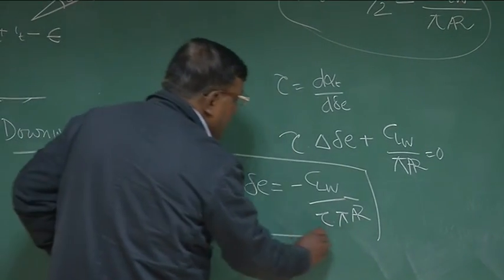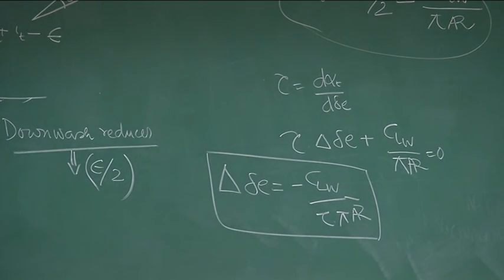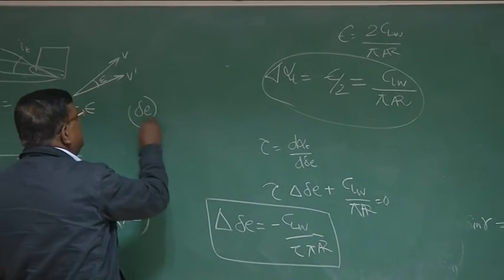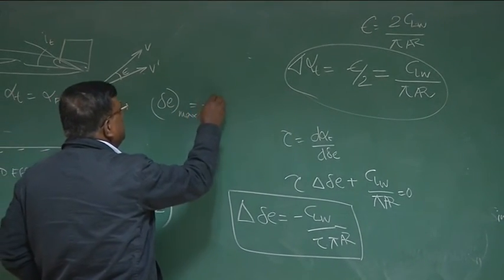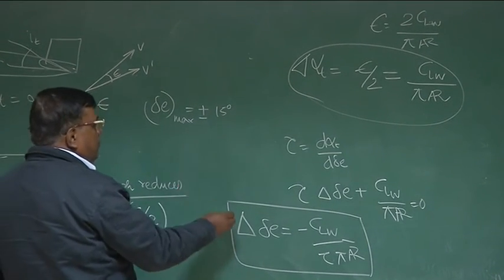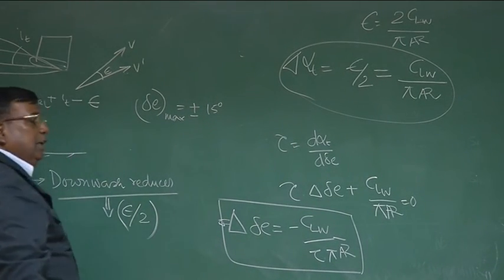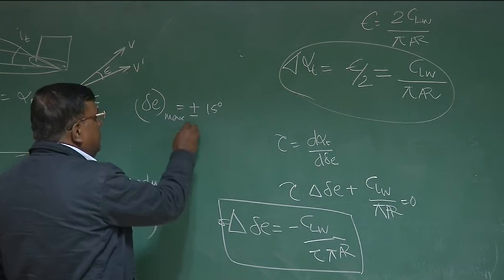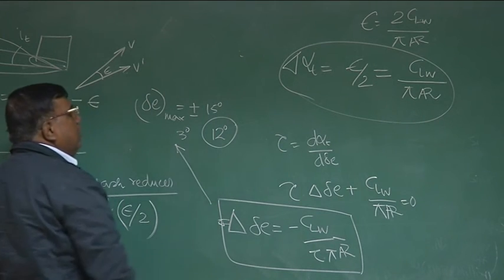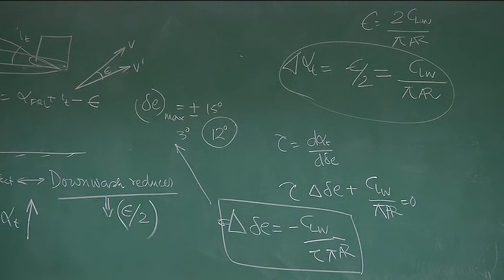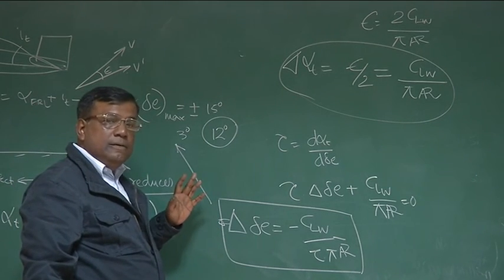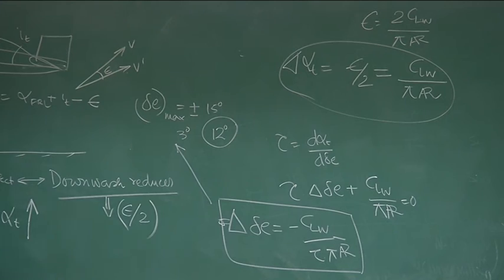That means this much elevator deflection should be kept in reserve. Suppose delta E max is plus minus 15 degrees. What do you have to do? You find out what this delta delta E required for landing is. If it is, suppose, 3 degrees, then for you to operate in flight, the maximum will be 12 degrees, because these 3 degrees you have to keep in reserve. Clear? Let's see an example, then you will get a better idea.